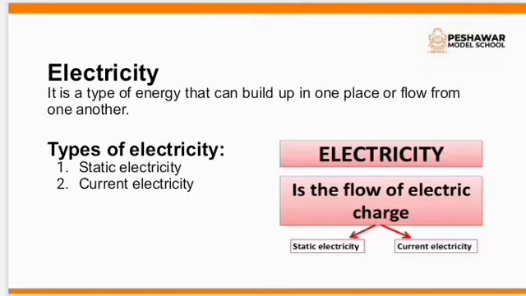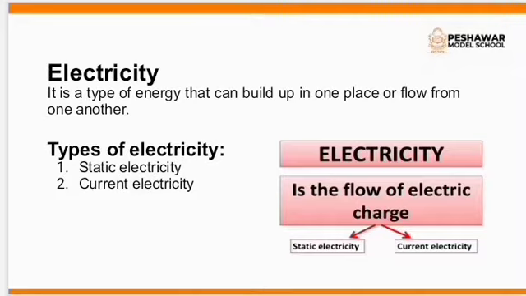Electricity is a type of energy that can build up in one place or flow from one place to another. Flow means carry on, right? They are flowing, right? And talking about build up in one place, which means static. So we have to know how many types of electricity there are.